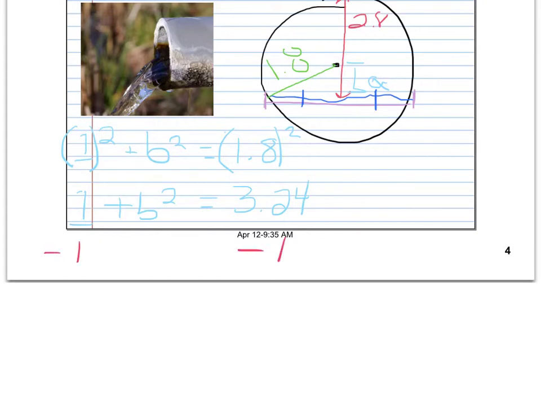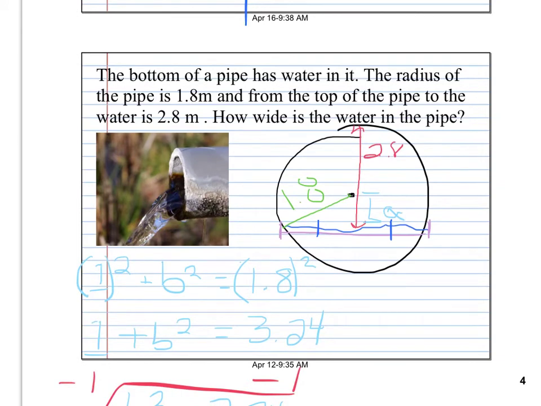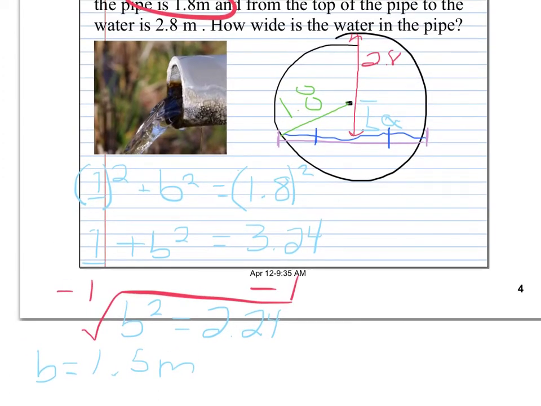Subtract 1 from each side, and you're left with b squared is equal to 2.24 square root. So the base of that triangle, so half of what the total width is, will be 1.5, and if you look back up to the top of the question, we are dealing with meters, so this will be 1.5 meters, and so that only gives us half of the width of the water.